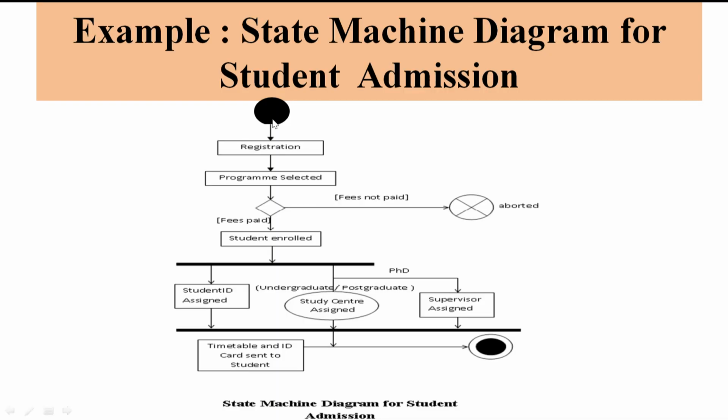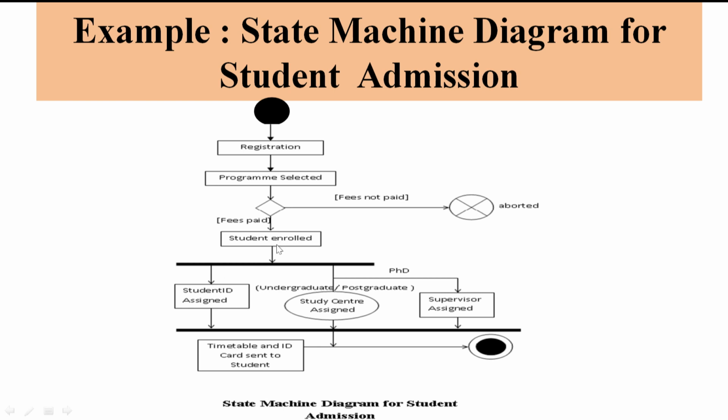A very simple example, of the kind of process we generally perform. For example, in registration of a student in an admission system, first you fill the form, that is the registration process. Then a program is selected. After selection of the program, one condition is checked: whether the fee is paid or not. If the fee is paid, the student is enrolled in the program. If the fee is not paid, it is aborted and it will not move further.